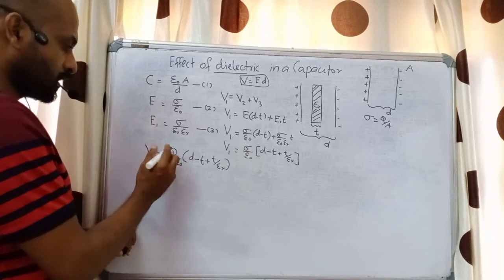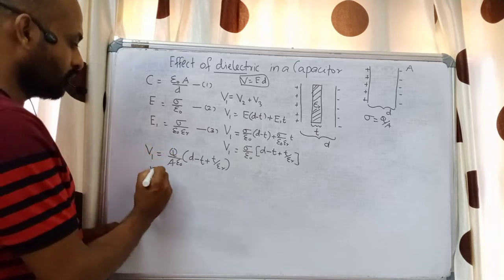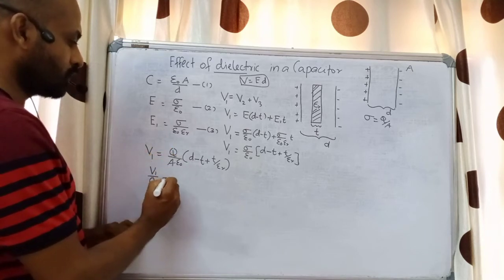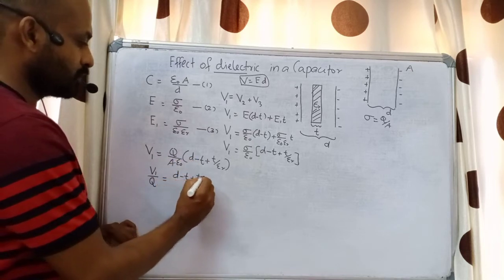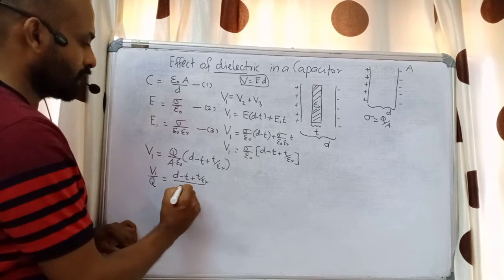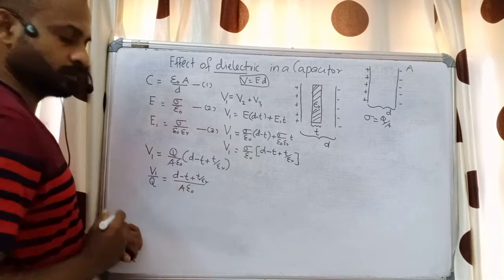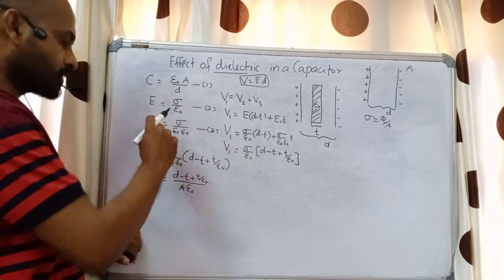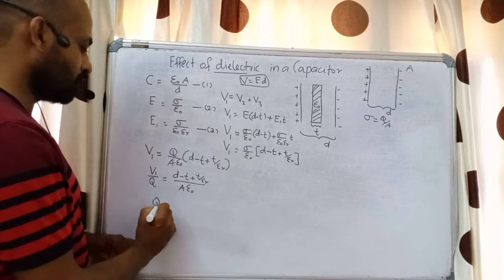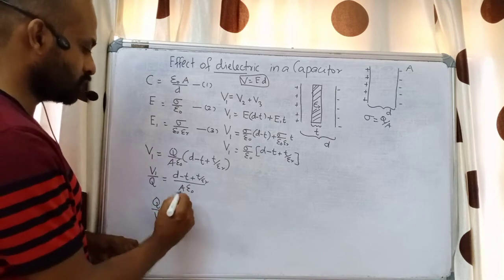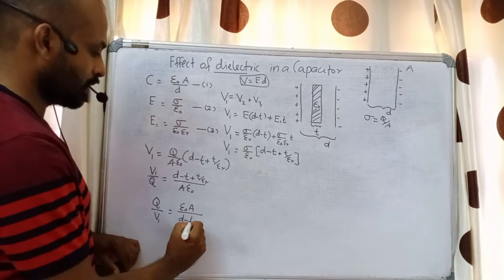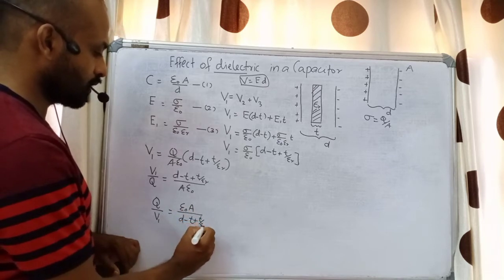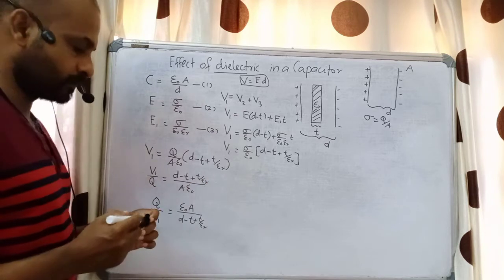Now I will just bring it here. V1 by Q. What is V1 by Q? D minus T plus T by epsilon R whole divided by A epsilon 0. It is V1 by Q. Taking a reciprocal, what is Q by V1? Q by V1 is equal to epsilon 0 A divided by D minus T plus T by epsilon R. I have taken the reciprocal.